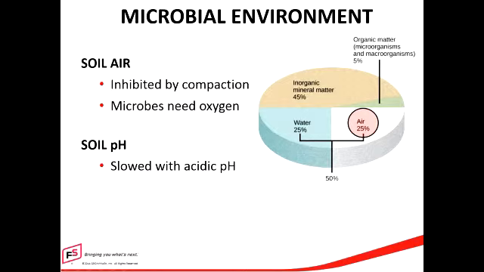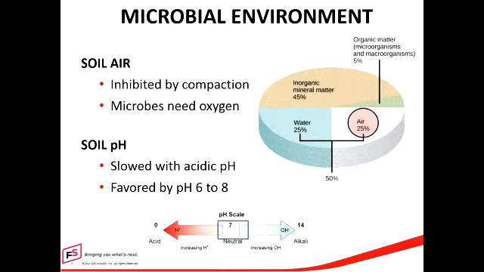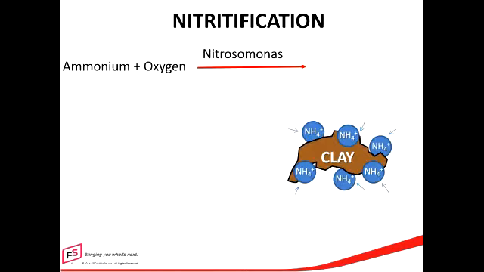Now, in order to favor microbes, specifically soil bacteria, we need to have a pH that's conducive to growth. So if we have an acidic environment, such as that in a soil with a low pH, then we're going to impair nitrification. The pH that favors the microbes responsible for nitrification is between 6 and 8.